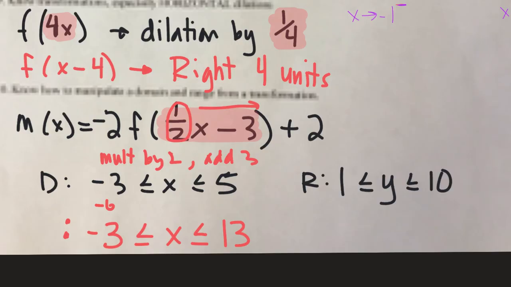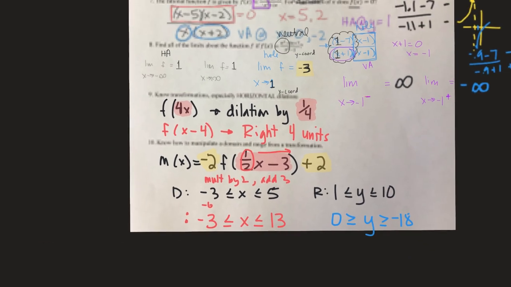Now the range is affected by the stuff outside of the parentheses. So we're going to multiply it by negative 2, and then we're going to add 2 to our y values. So 1 times negative 2 is negative 2. Negative 2 plus 2 is 0. And then we're going to change our inequalities. 10 times negative 2 is negative 20. Negative 20 plus 2 is negative 18. So when you multiply by a negative, you change your inequality signs.